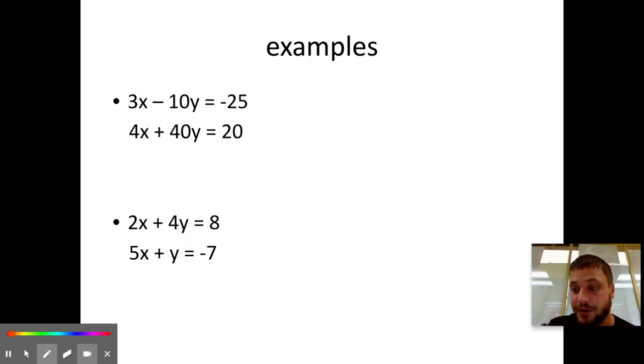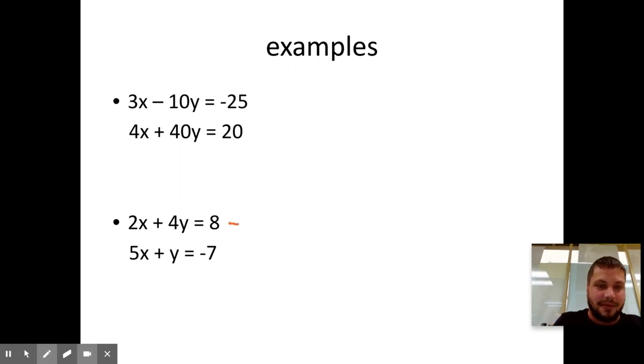I want to create opposites here, so I know I want to use multiplication. I always ask, can I turn a 2x into a 5x using multiplication? Not with a whole number. Can I turn a y into a 4y? Yes, I can. But that would be creating sames, and I want opposites. So if my top equation has positive 4y, I want my bottom equation to have negative 4y. How do I turn a y into a negative 4y? I multiply everything in that equation by negative 4.